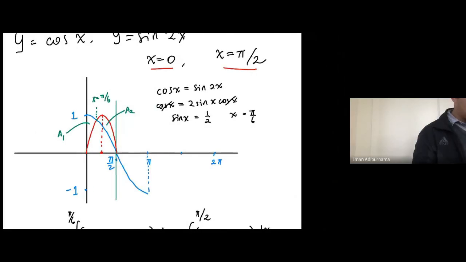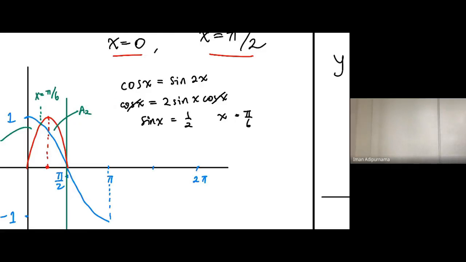Also, if you want to check the intersections, you can check cos x and sine 2x, equating both of them. You get sine x equals half, and x will be pi over 6. So this point here is pi over 6. So for the integrations, if you look at the x, you go from 0 until pi over 6, and then from pi over 6 to pi over 2. So area 1 is from 0 to pi over 6, area 2 is pi over 6 to pi over 2. Okay.